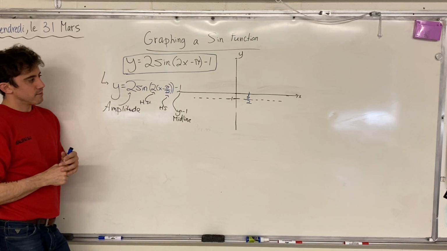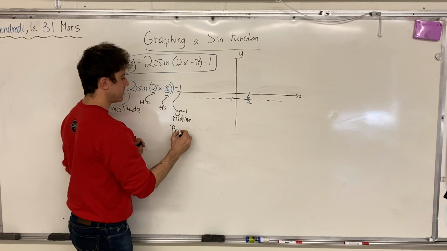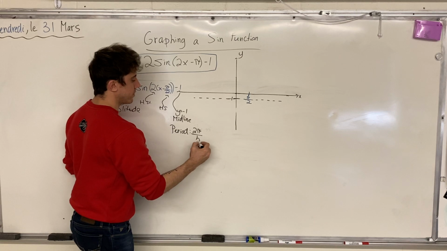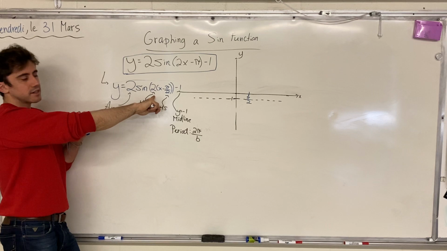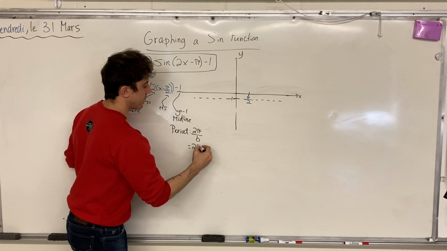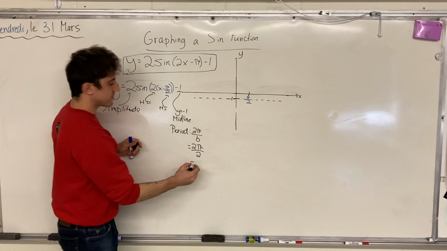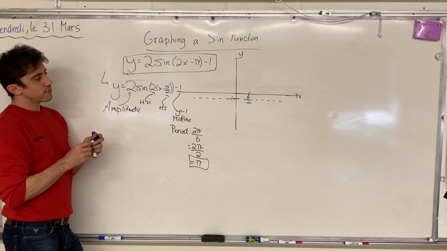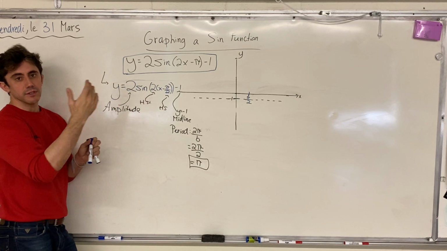And now we're going to look at the period. Remember that our period can always be found by 2 pi over b, b being the coefficient factored out in front here. If our b has a value of 2, our period is going to be 2 pi over 2. You see that the 2's nicely cancel out, and so our period is going to be pi.